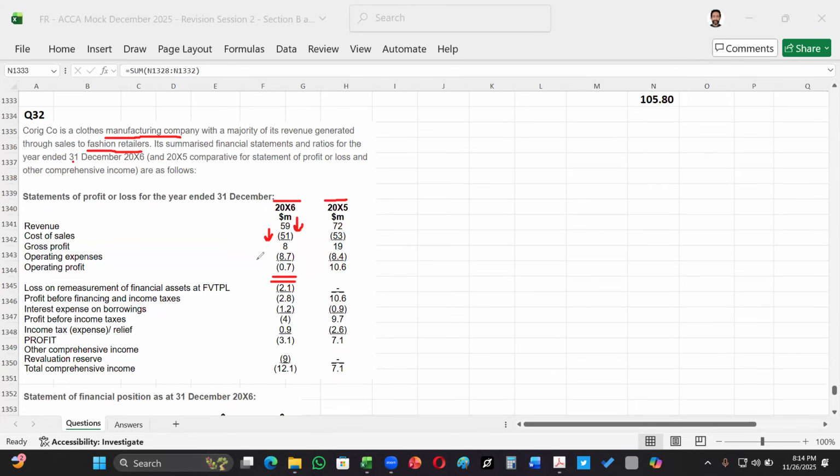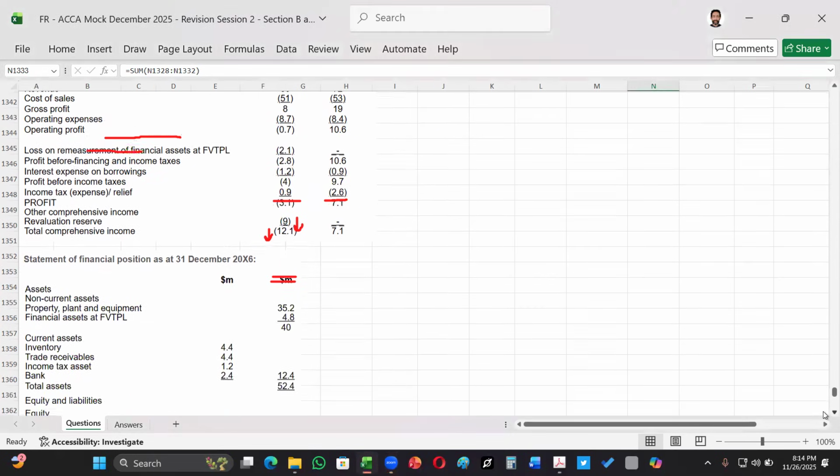The costs are rising, the sales are going down. There is loss on the remeasurement of the asset. There is revaluation. So there seem to be multiple issues. From the basic information, it seems that the company is not doing great. Overall, there's a total comprehensive loss, or negative income, that we have. And if we scroll down, let's look at the statement of financial position. So we have the overall idea.